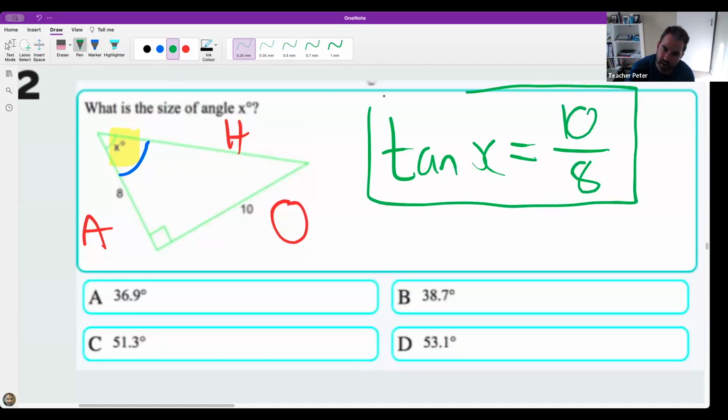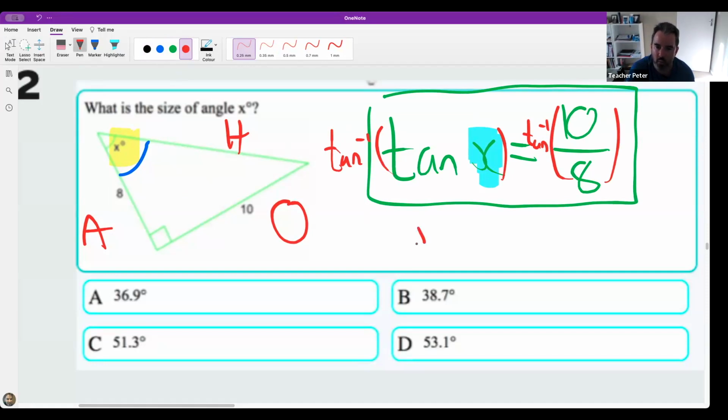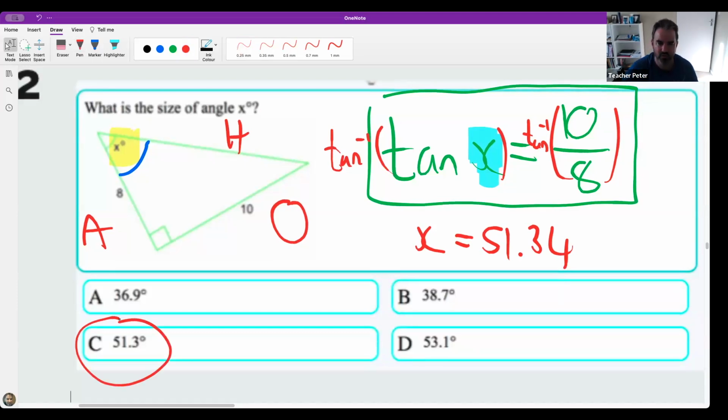But now you have to unlock the X. And how do you unlock the X? You use your inverse tan function. You don't always have to write this, but I'm just showing you so you know how the magic happens. And what do we get for X? So shift tan fraction button 10 over 8. That's what I type in. And I'm getting 51.34, which goes to C over there.